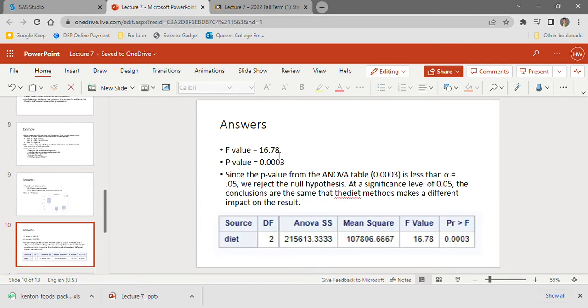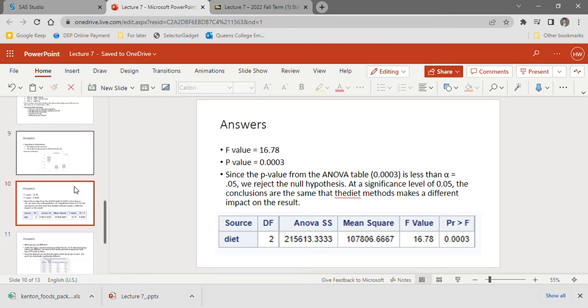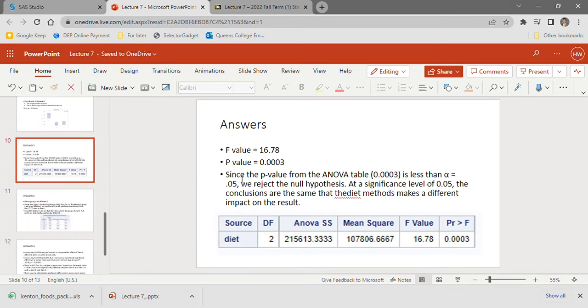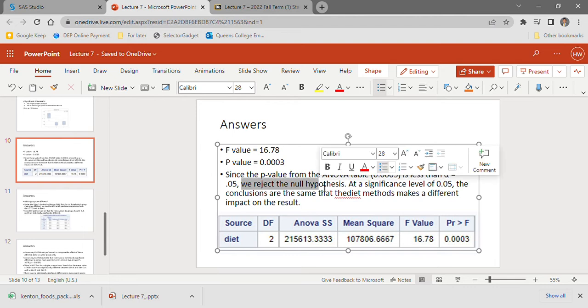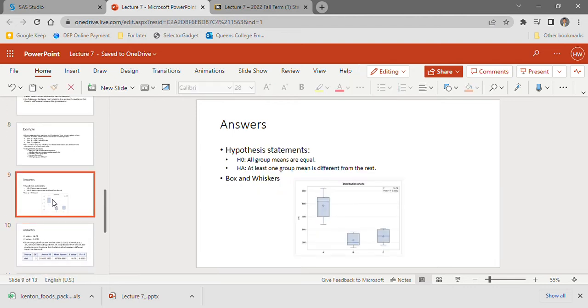This is your F value, 16.78, which you find next to the P value, which is 0.003, right? And how we can start the interpretation is: since the P value from the ANOVA table, 0.003, is less than the alpha at 0.05, we reject the null hypothesis, right? So let's come back. What was our null hypothesis? That all the group means are equal.